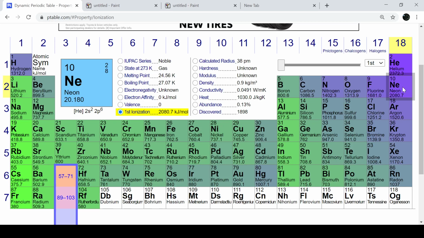10 is neon, and neon has a first ionization energy of 2,080, okay? So it's 2,080. It takes a lot of energy to remove that electron from it. However, if we go over to sodium, sodium only requires 495, so it requires only about 500. It requires 4 times less energy to remove it because it's so far away, okay? So that's what I want you to get out of this, that the larger the atom is, the less ionization energy it takes, or the less energy it takes to remove that electron.